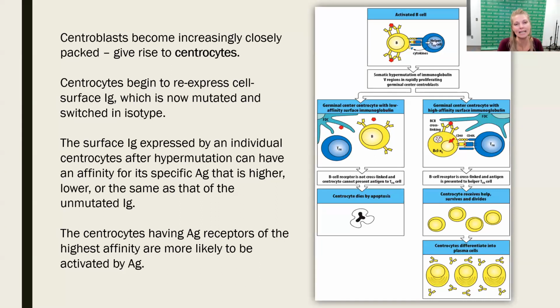And those centrocytes that create the antigen receptors that have the highest affinity for antigen are going to be further selected for development into plasma cells. And so those will be promoted to plasma cells to create that antibody that has the highest affinity for antigen.